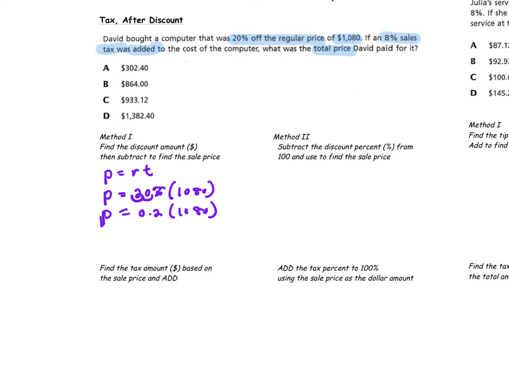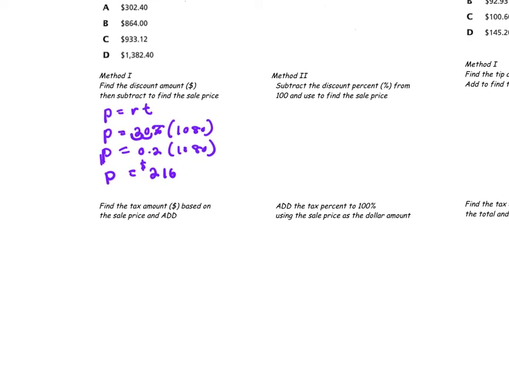Pause and use your calculator, please. And that part is $216. And if we think about this, this is approximately $1,000. This is approximately $200, and that would make sense that 200 out of 1,000 would be approximately 20%. So now we're going to continue, and with this method it says find the tax amount based on the sale price, because we're not done, but we didn't yet do what it asks us to do up above. It asks us to subtract this amount.